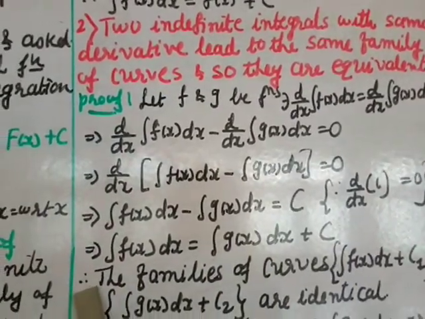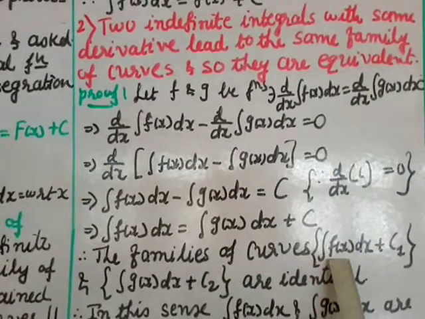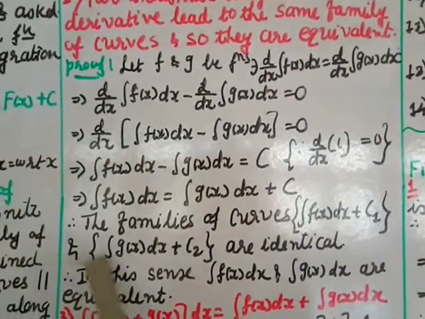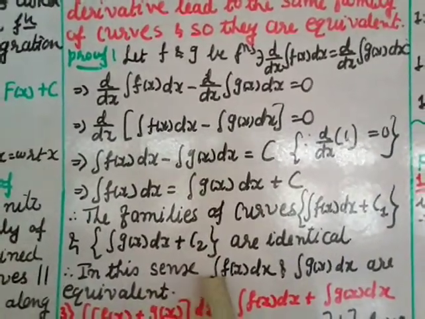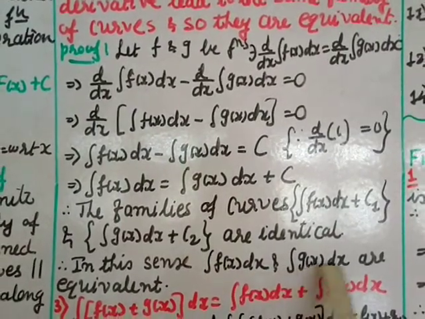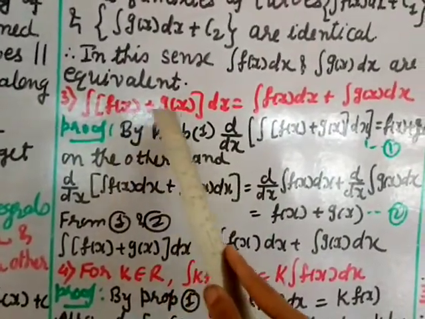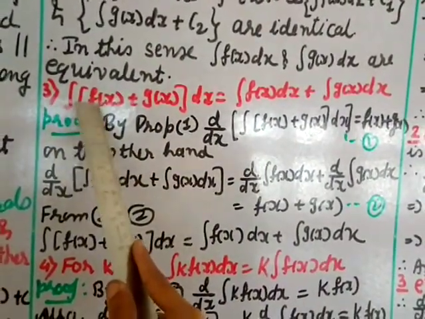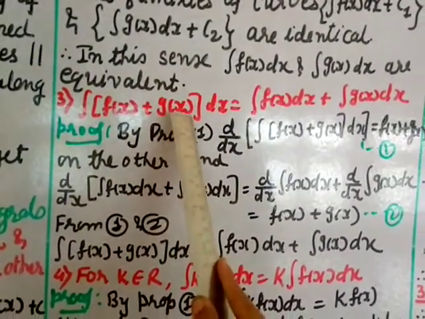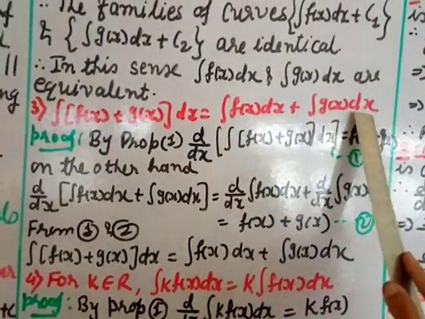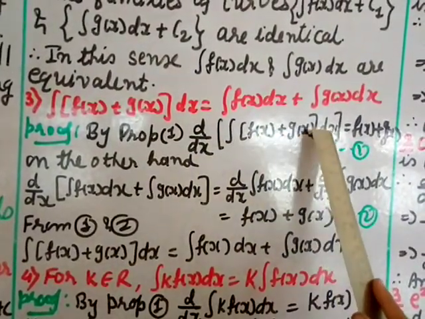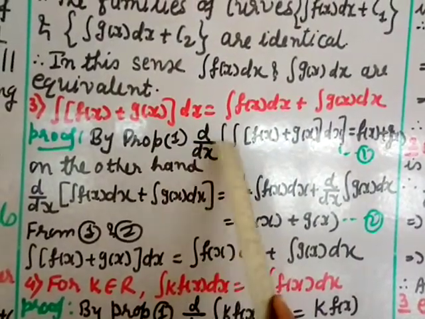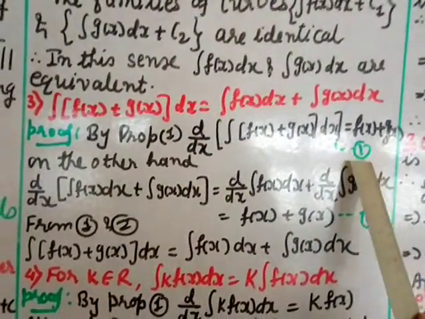Therefore the family of curves integral f(x) dx + c1 and integral g(x) dx + c2 are identical. Therefore in this sense integral f(x) dx and integral g(x) dx are equivalent. Property number 3: integral of (f(x) + g(x)) dx, then one integral can be given to the first function and one integral to the second function, so integral f(x) dx plus integral g(x) dx. By property 1, d/dx of integral (f(x) + g(x)) dx, they are inverse of each other, so they cancel and you will get f(x) + g(x), call it number 1.